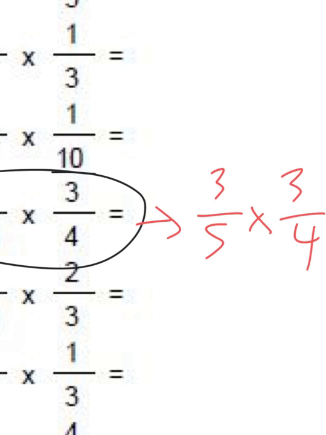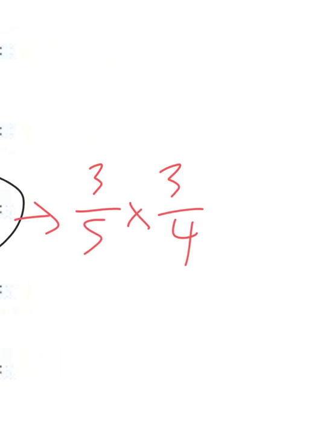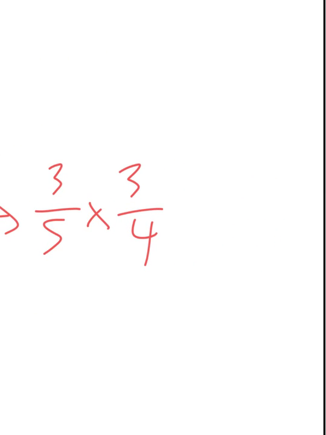Can we simplify the 3's? No, right? Because they're on the same level, top to top. They're not diagonal. A diagonal line is one that goes like that, and that's what you're looking for. You can also do it the other way around, but you can never do it just one side and just the other.